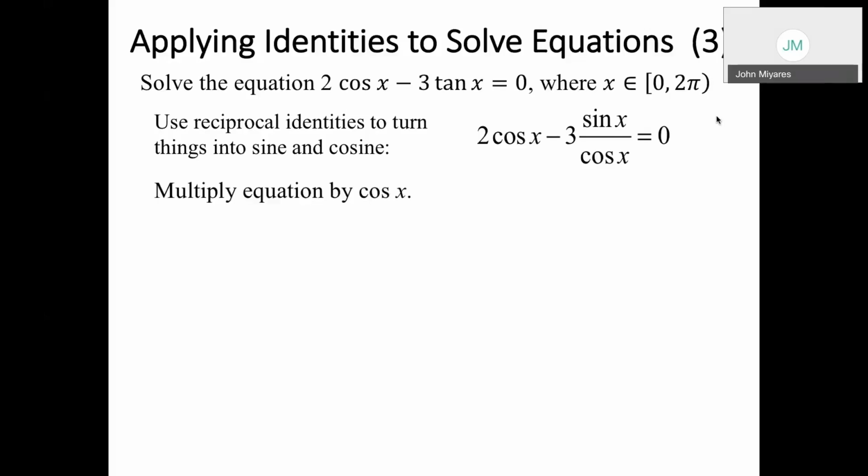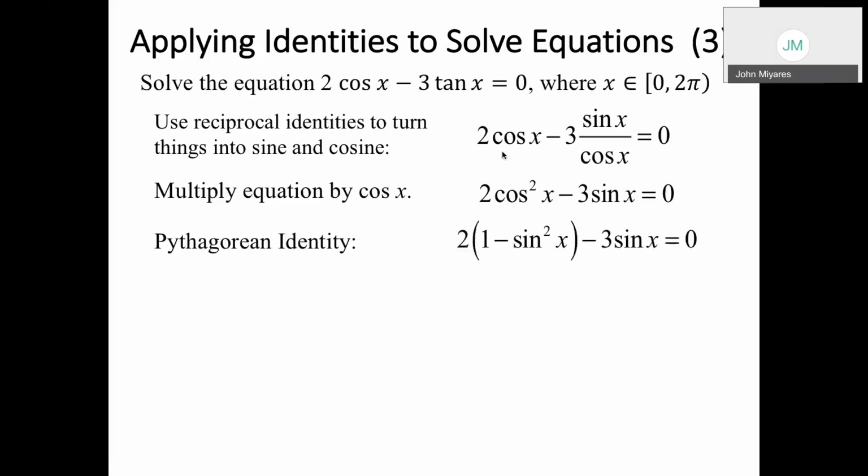Next, let's multiply through by the common denominator of cosine of x and see what happens. That's going to give us 2 cosine squared of x minus 3 sine x equals 0. Now you're wondering what we can do with this because we still have a sine mixed in with a cosine in the same equation. However, what I also see is that there's this cosine squared x in here, which if we use a Pythagorean identity, we can convert that into something with just sines in it.